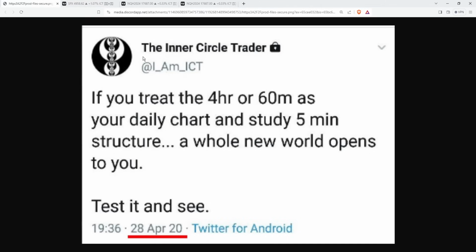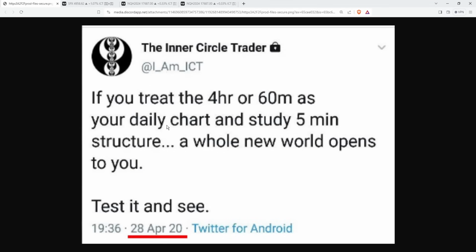The second thing here is that you do not need a daily or weekly chart for higher time frame bias. As it says in this tweet, treat the 4-hour or 60-minute as your daily chart, and it opens up a whole new world of opportunity. Newsflash, you can go even lower than a 60-minute for your higher time frame bias.